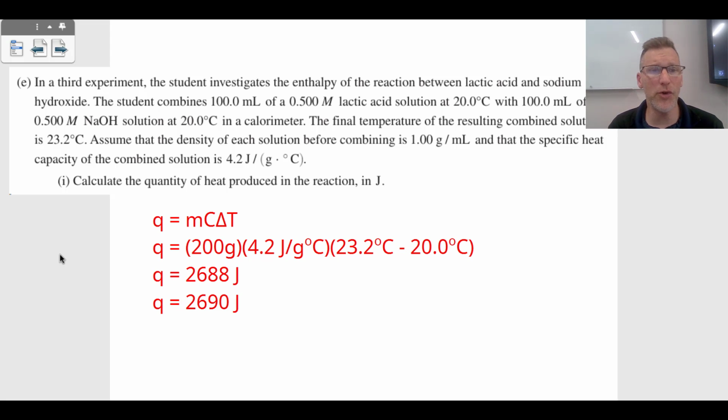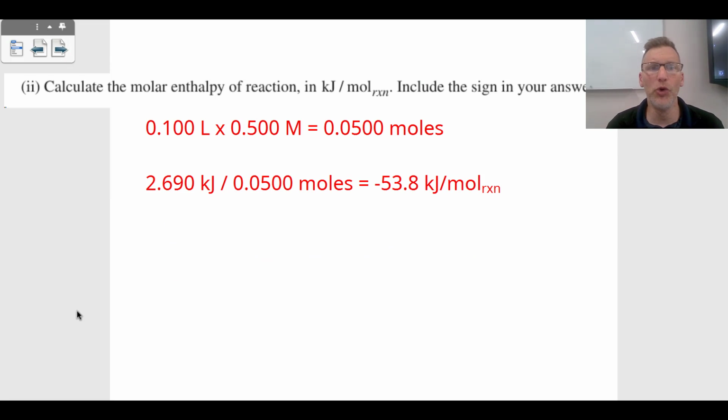The solution also has a specific heat of 4.2 joules per gram degree Celsius, and the solution changed from 20 degrees Celsius up to 23.2. So we calculate, for significant digits, 2690 joules of heat that the solution absorbed. That's the surroundings. The surroundings absorbed that. Therefore, the reaction was giving off heat. The reaction was exothermic.